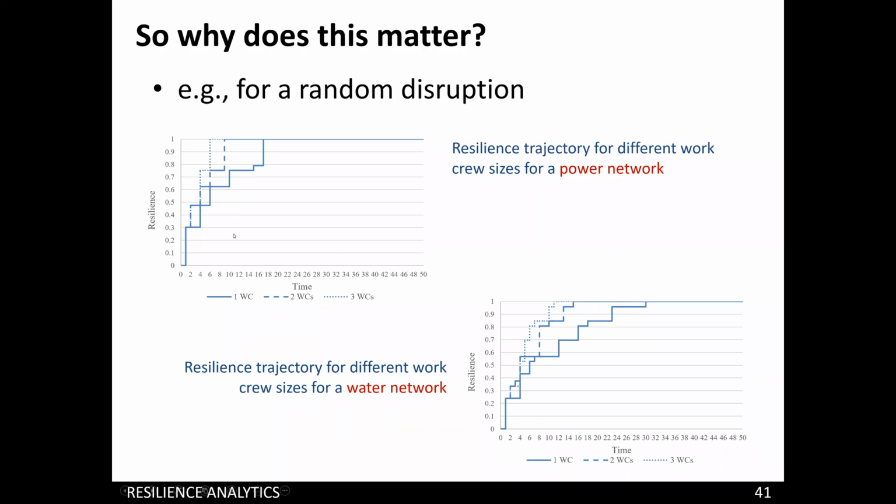Okay, so certainly restoration occurs sooner the more work crews you assign, but that comes at a cost. Now you can see some more analysis in the paper if you want, but this is just a general outcome of this optimization problem. We get this trajectory of the resilience measure over time for each one of the networks.